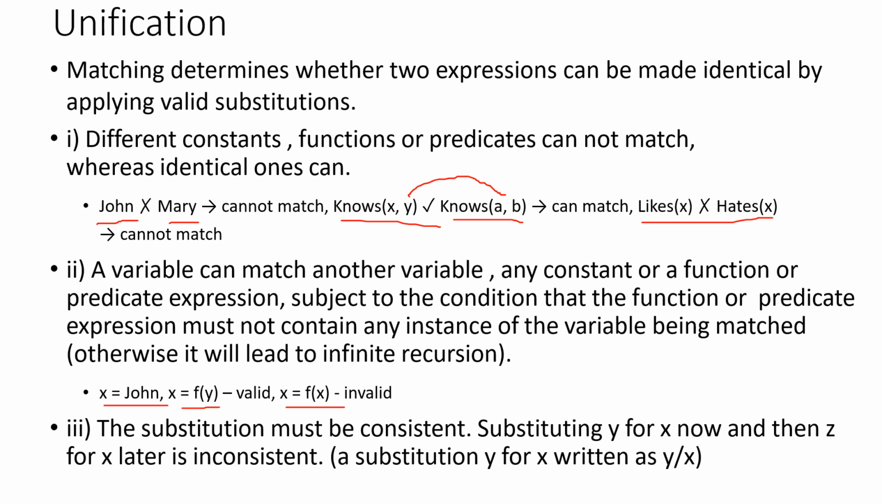The third rule is that substitution must be consistent. Substituting y for x now and then z for x later is inconsistent. Once a variable is substituted, the same substitution must be used everywhere. So first x is substituted as y, and later x substituted as z is inconsistent. Substitution must be consistent throughout.